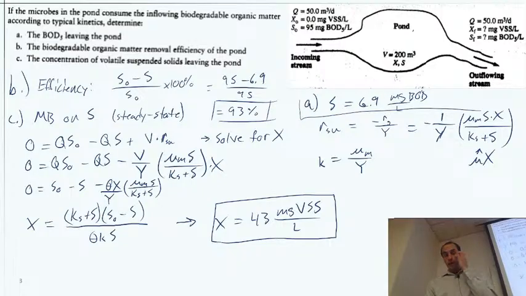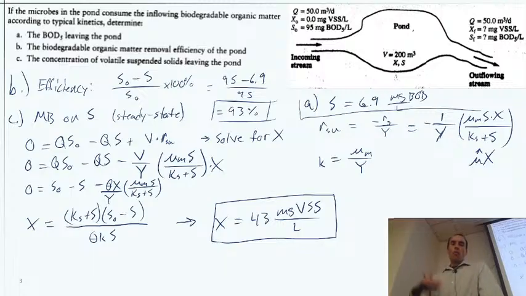Okay, with that, now we have X showing up. We can simplify a bit, divide everything by Q. This becomes S naught minus S minus V over Q would be theta. And we end up with the equation here. So we have S naught minus S minus theta X divided by Y times mu, which is mu max S divided by Ks plus S.